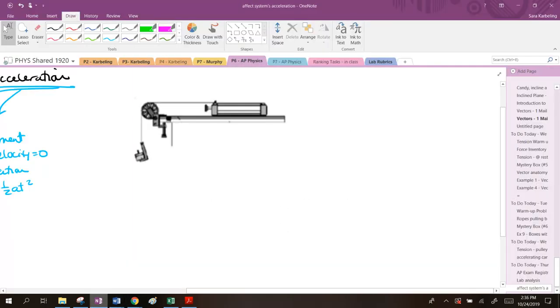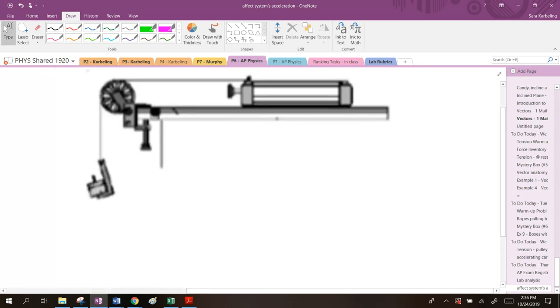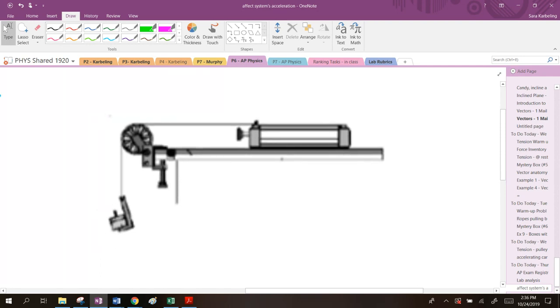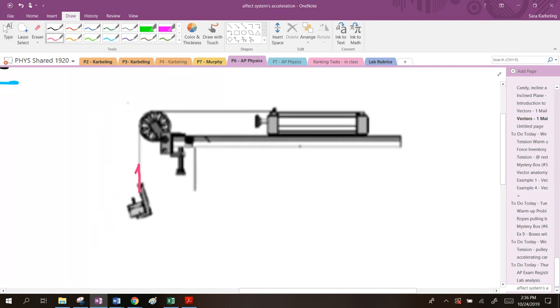Jason, what was one of the forces you had acting on the hanging mass? What did you say? The tension. And which way did the tension go? Up. Awesome. I'm going to make this a little bit bigger if I can. There we go. That's the force of the string. I'm going to call these number 1 and number 2 just to make my life easier. Is that okay? You guys can do that too if you want. You don't have to. String on 1, I'm going to call that FT1.